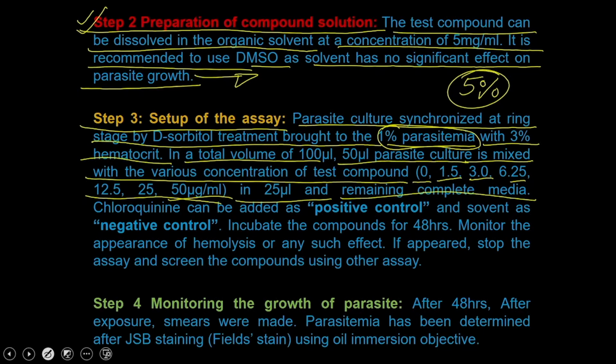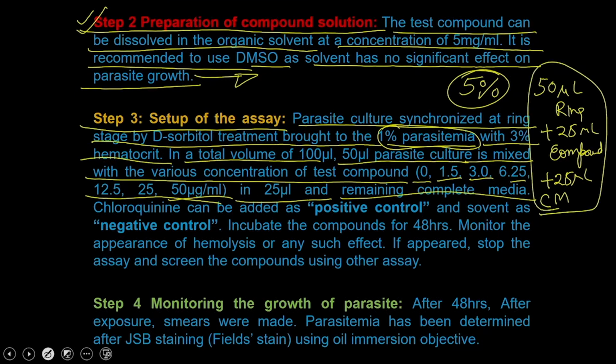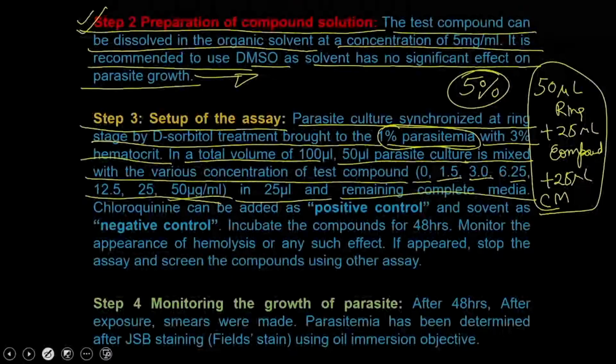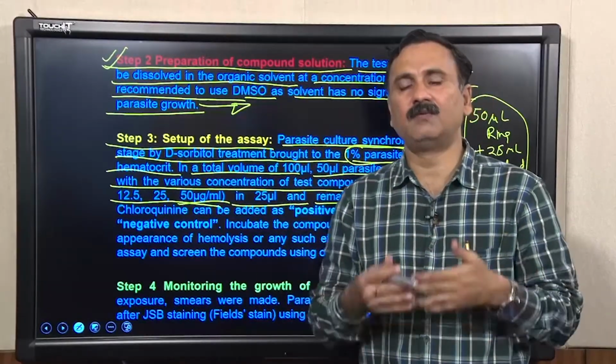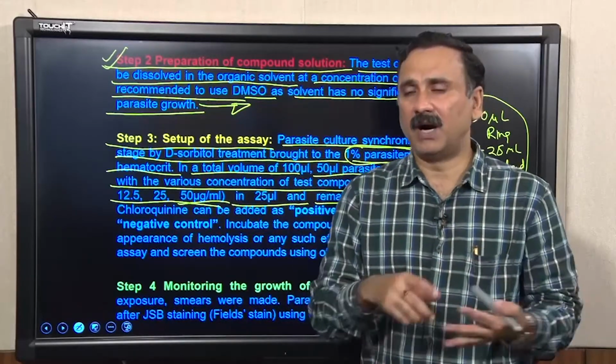So, in the recipe, you have 50 microliter of your ring-containing cells, then you add 25 microliter of the compound, which is going to be of different concentrations, and then you add 25 microliter of the complete media. You incubate that in the incubator and let the parasites grow for another 48 hours in the presence of the compounds.